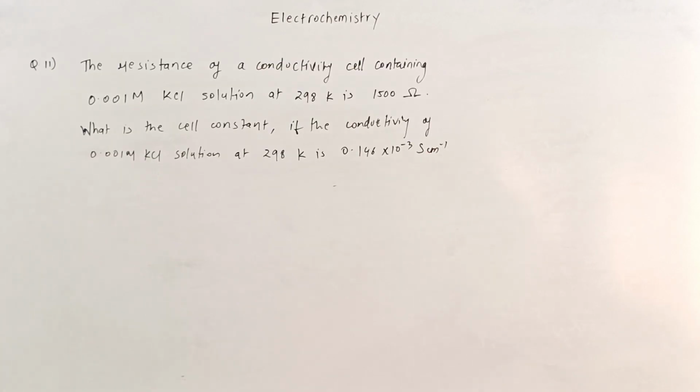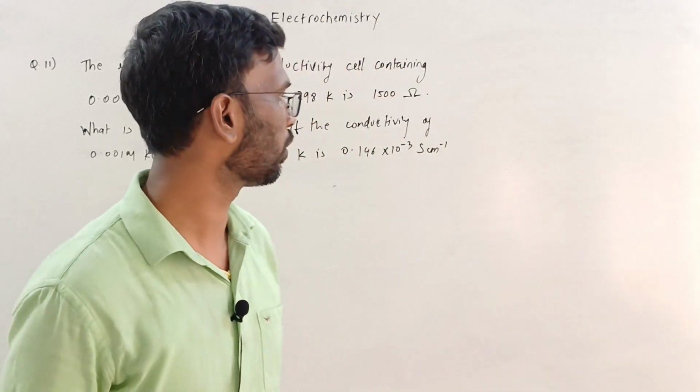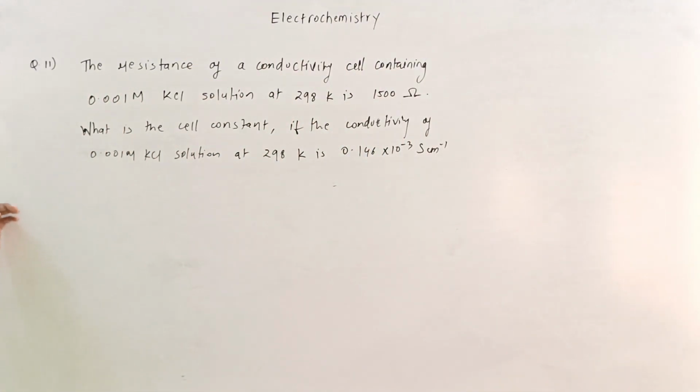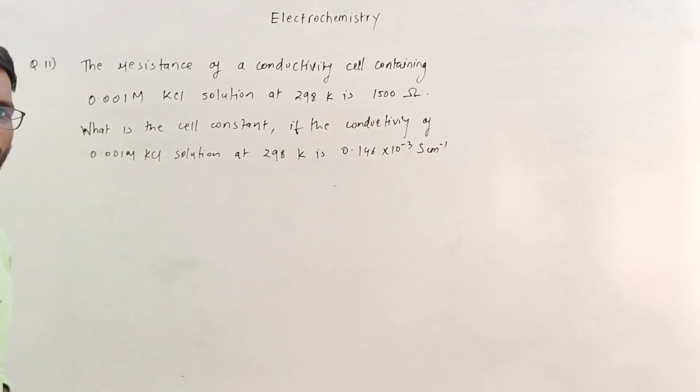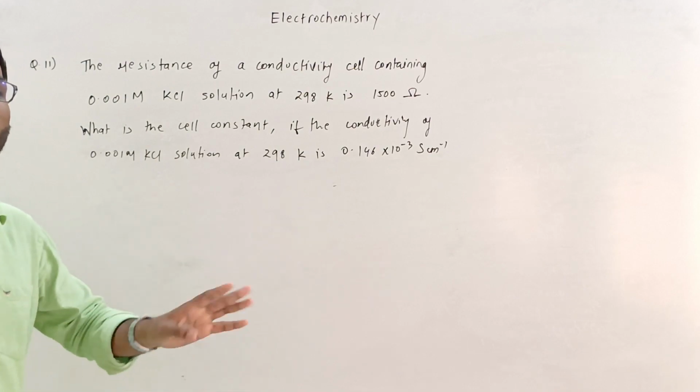So this question is based on the conductance of a solution. You can read this question. The resistance of the conductivity cell containing 0.01 molar KCl solution at 298 Kelvin is 1500 ohm. What is the cell constant if the conductivity of the same solution is 0.146 times 10 raised to minus 3? Resistance is given and the conductivity is given.